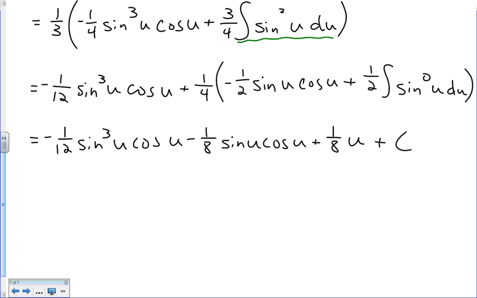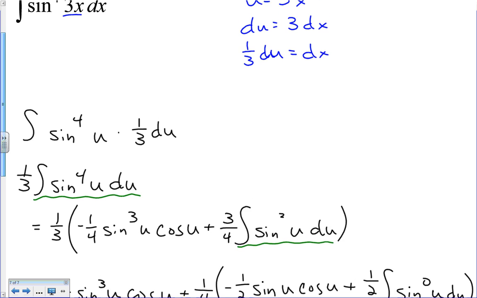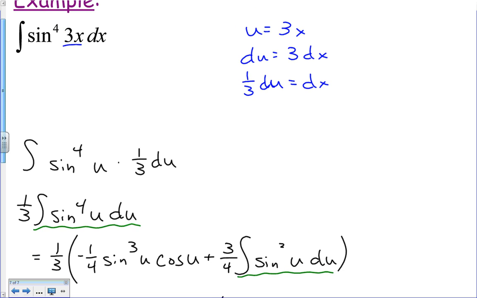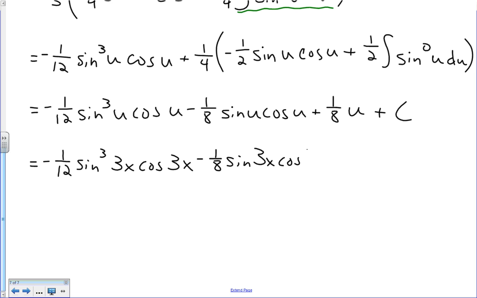And then finally, the last step of this is to replace u with what it was equal to. Let me just scroll back up so you can refresh your memory there. Remember, u is equal to 3x. We're going to replace u with 3x. So it's a negative 1/12 sine cubed of 3x cosine of 3x minus 1/8 sine of 3x cosine of 3x plus 1/8 times 3x. I guess you could write that as 3/8 x if you want to write it that way, plus c.